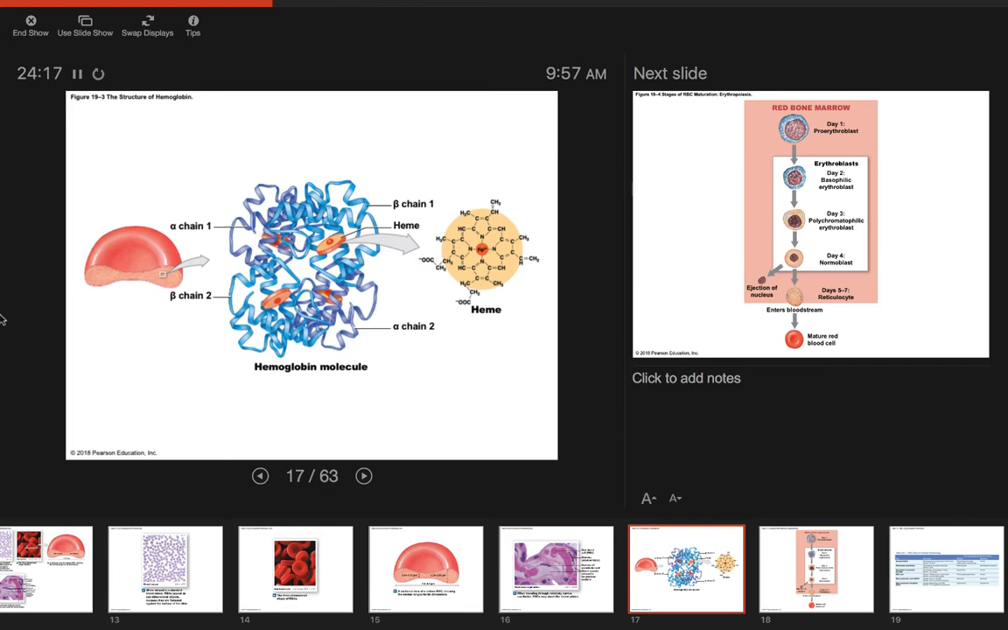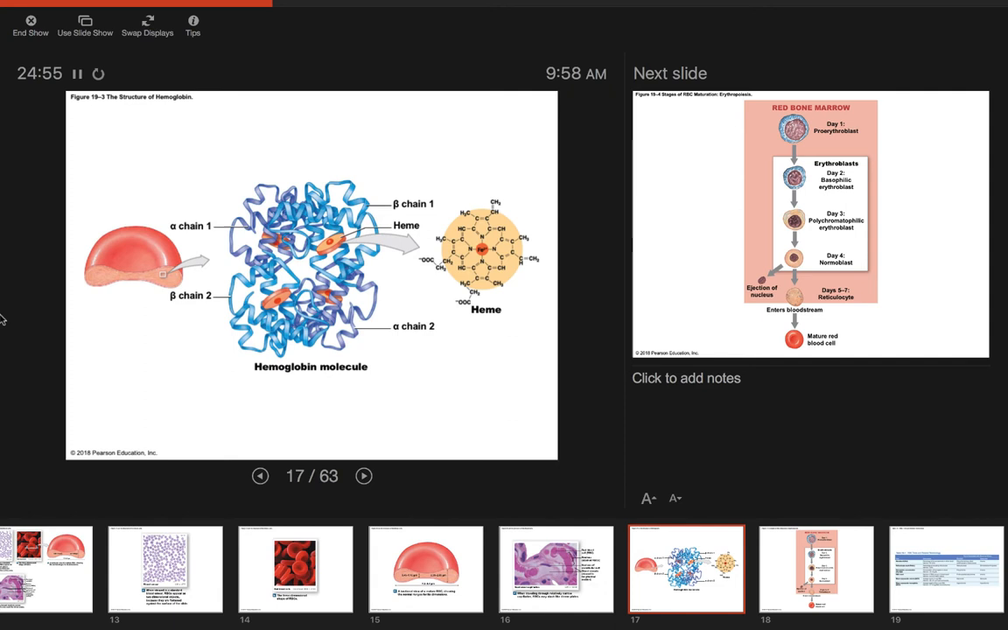With anemia, basically the tissues are not getting enough oxygen, and it has something to do with the blood. It could be a number of things. Maybe the person's not producing enough red blood cells. If they don't have enough red blood cells, they don't have enough cells to carry oxygen. Maybe the person is not producing enough hemoglobin. If they don't have enough hemoglobin, they can't carry enough oxygen, right?